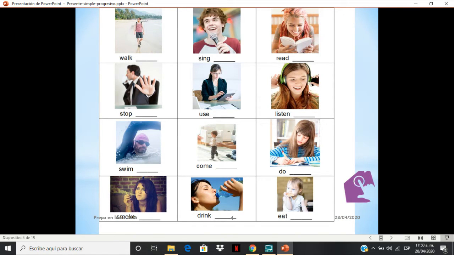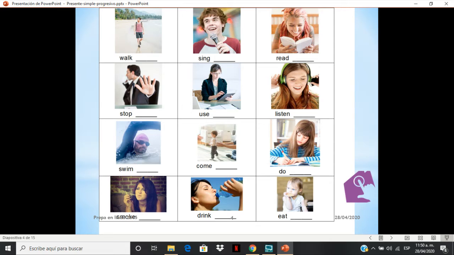So, for example, I have these verbs. They are very simple or common verbs, and I just have to add ing. Of course, if you are speaking, orally, all the verbs sound as if they have an ing at the end: walking, singing, reading, stopping, using, listening, swimming, coming, doing, smoking, drinking, eating, right?